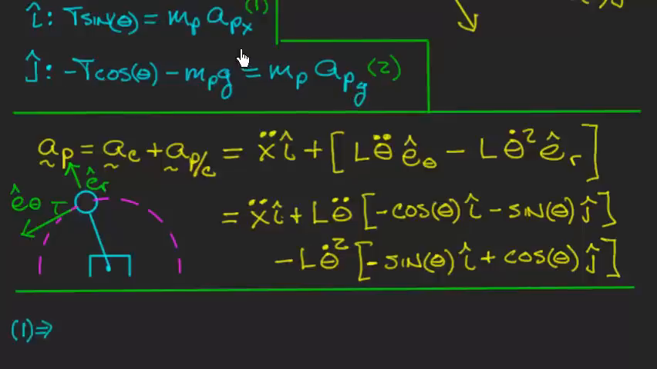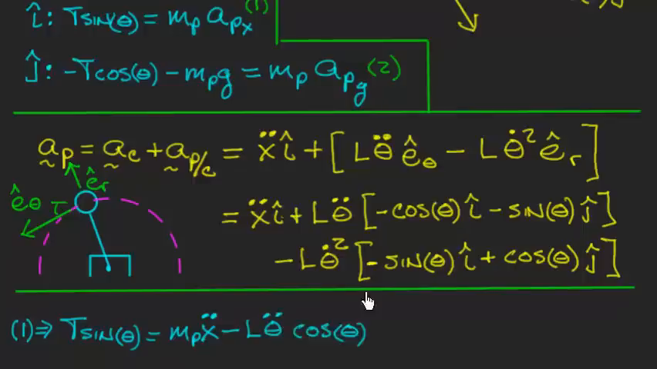So in particular, when I put this into equation number one, I get T sine theta, that's directly from above, equals mass of the pendulum times the horizontal component of the pendulum's acceleration. So I get an m_p times an x double dot, just from here. And then I'm going to pull off these horizontal pieces, right? This i piece and that i piece. So I've got a minus L theta double dot cosine theta. And I have a plus, minus minus is plus, so plus L theta dot squared sine theta.